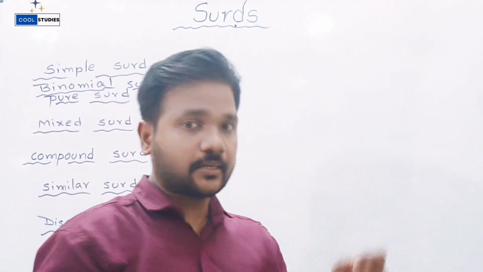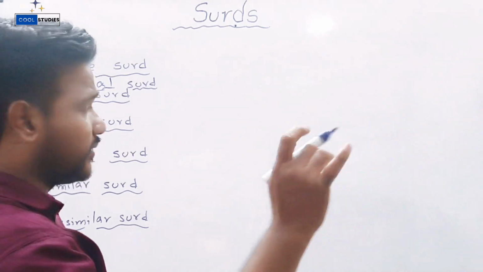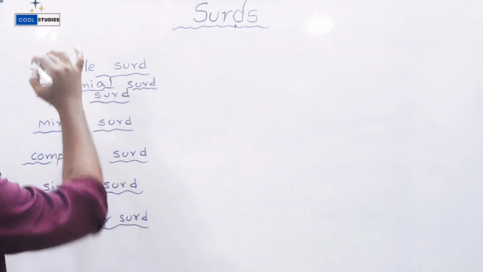Next, let's discuss types of surds. So surds lo types are: the first one we call a simple surd.